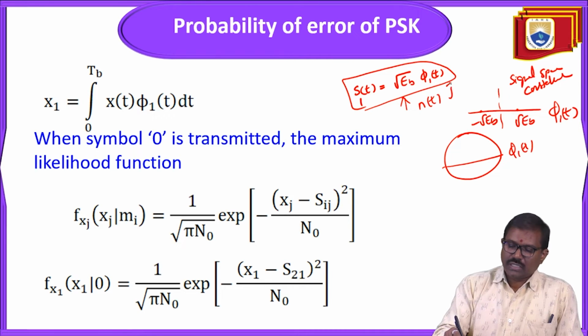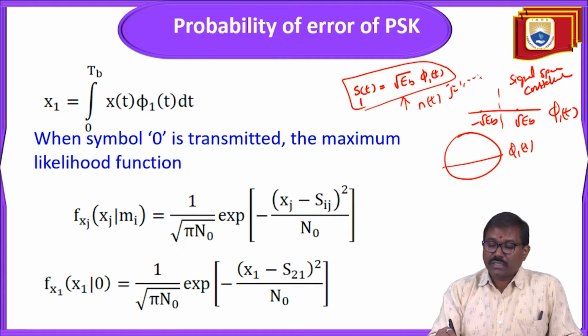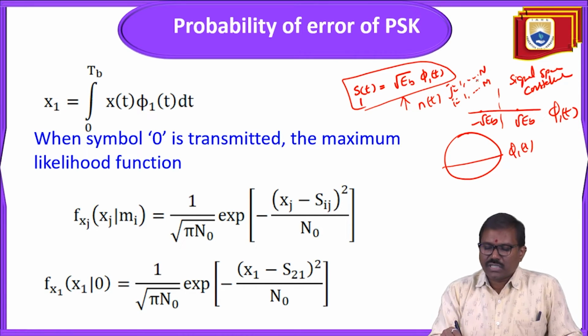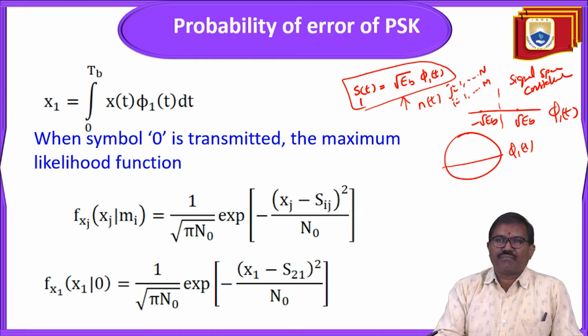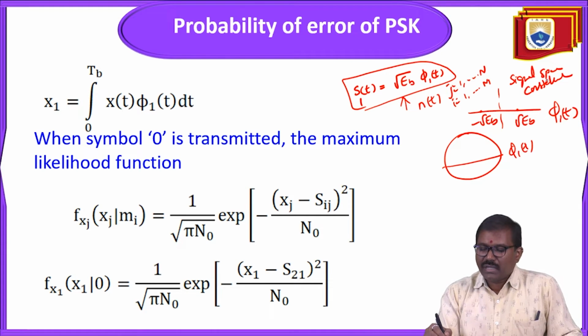So j is equal to 1, 2, and it represents the basis function, and i is equal to 1 up to m and j equal to 1 to n. So j represents the number of basis functions, i represents the number of signals. For example, here you take the signal space diagram or constellation diagram.